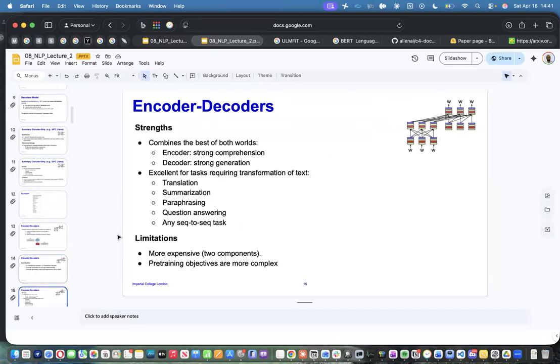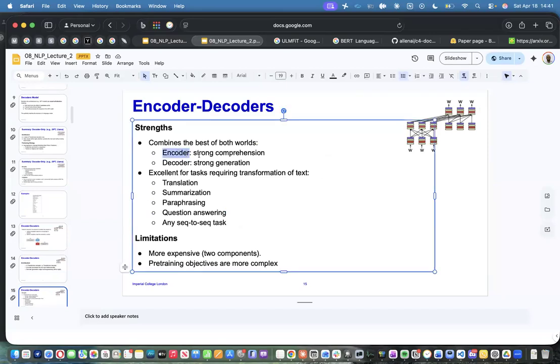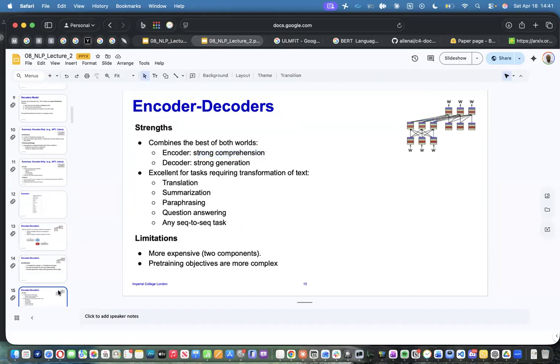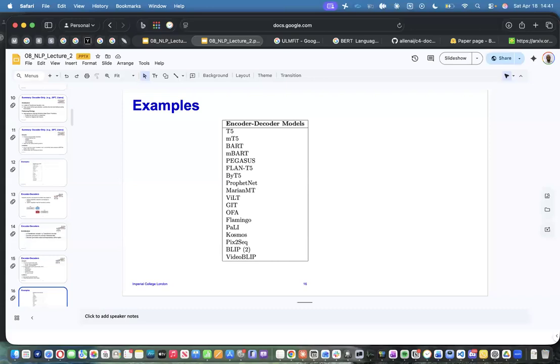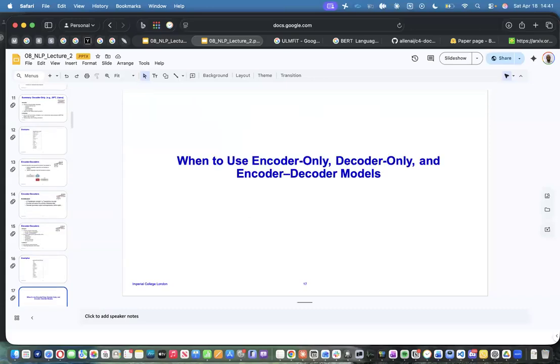Yeah, this combines the strength of both worlds: the strength of the encoder and the strength of the decoder. That means the encoder has strong comprehension and understanding, and the decoder has strong text generation. So this encoder-decoder model is actually good in both stacks. Yeah, this is an example of that one.